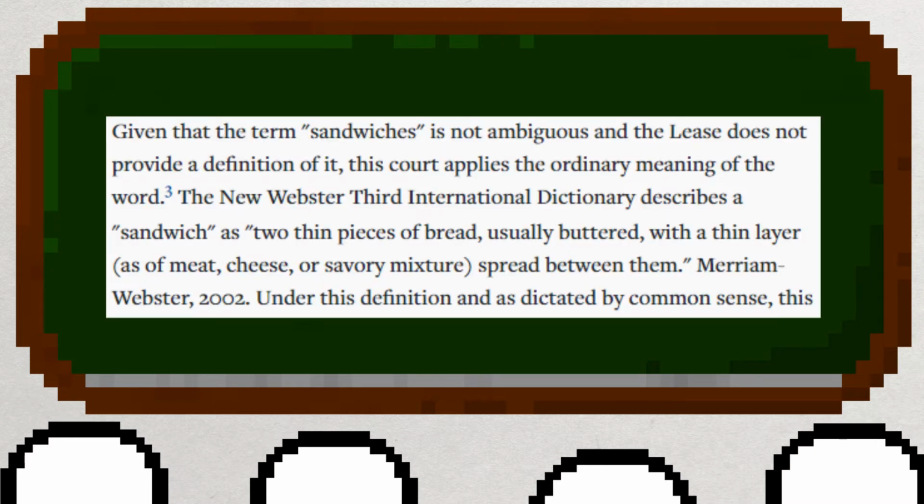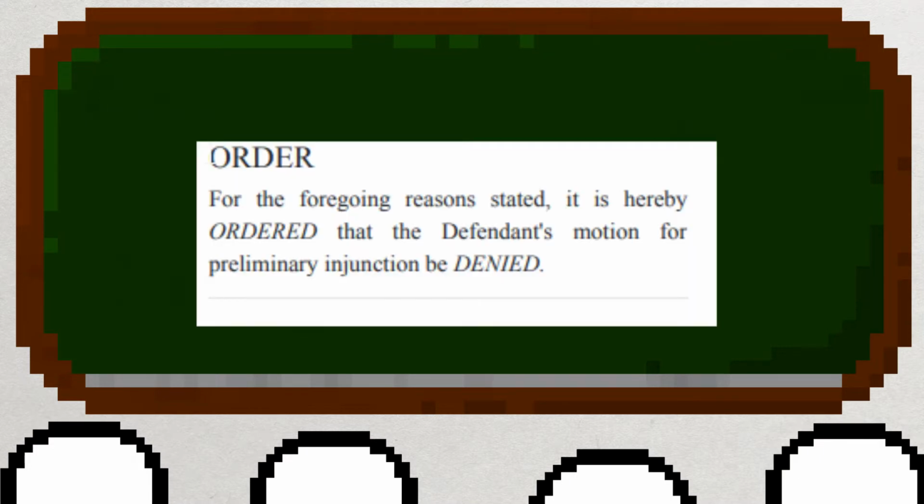This, at the time, was defined as two thin pieces of bread, usually buttered, with a thin layer of meat, cheese, or savory mixture spread in between them. Ultimately, it was ruled that burritos, tacos, and quesadillas are not sandwiches. This completely removes the idea of an open-faced sandwich and suggests that hot dogs are not sandwiches, something we will look into later. Looking up the full definition today, they seem to have made it better, but still not perfect.